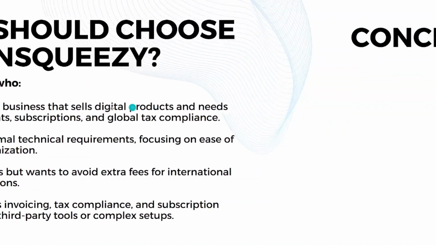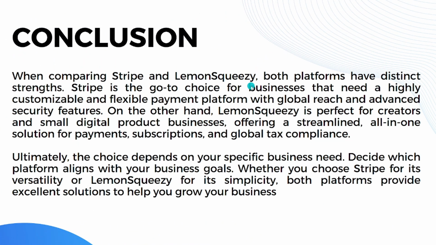And that's it. So in conclusion, when comparing Stripe and Lemon Squeezy, both platforms have distinct strengths. Stripe is the go-to choice for businesses that need a highly customizable and flexible payment platform with global reach and advanced security features. On the other hand, Lemon Squeezy is perfect for creators and small digital product businesses, offering a streamlined all-in-one solution for payments, subscription, and global tax compliance. Ultimately, the choice depends on your specific business needs, so you need to decide which platform aligns with your business goals, whether you choose Stripe for its versatility or Lemon Squeezy for its simplicity. Both platforms provide excellent solutions to help you grow your business.